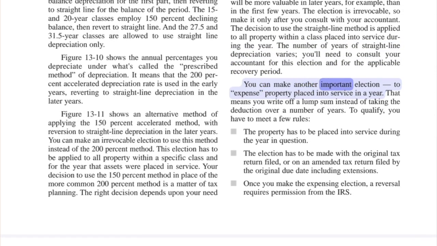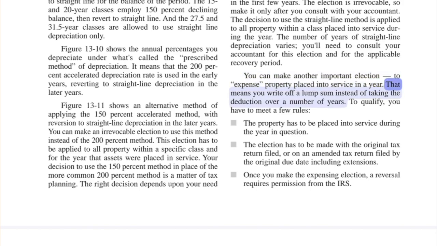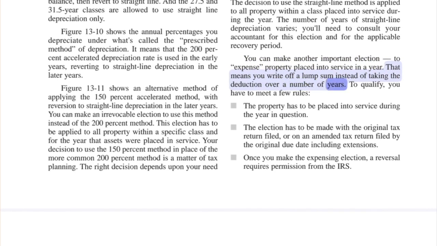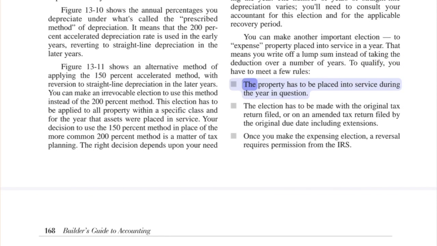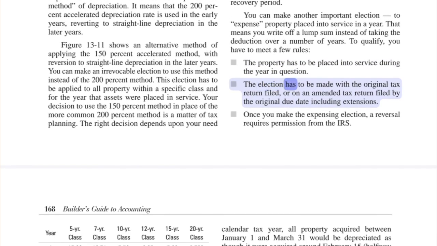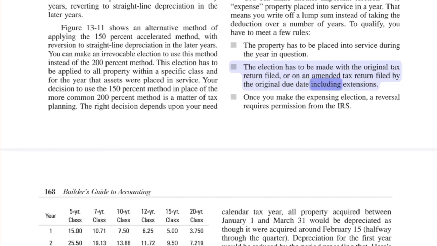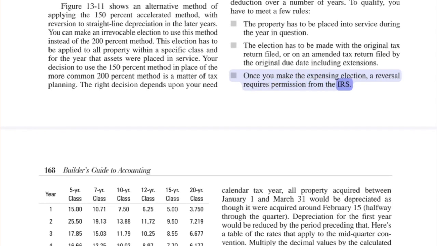You can make another important election to expense property placed into service in a year. That means you write off a lump sum instead of taking the deduction over a number of years. To qualify, you have to meet a few rules. The property has to be placed into service during the year in question. The election has to be made with the original tax return filed, or on an amended tax return filed by the original due date, including extensions. Once you make the expensing election, a reversal requires permission from the IRS.